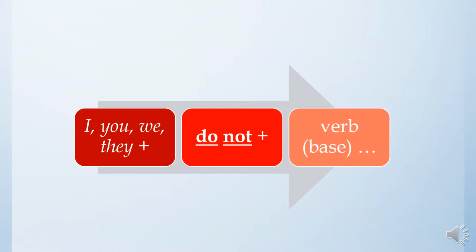So the structure of a negative sentence in the simple present verb tense is the pronoun I, you, we, they, and then the words do not. Do is the auxiliary verb. And then we have the base of the verb, and the rest of the sentence. So the pronoun I, you, we, or they, and then do not, and then the base of the verb, and the rest of the sentence.